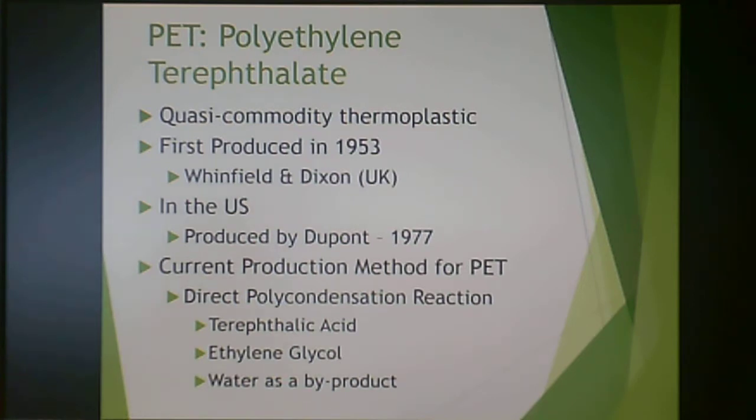Polyethylene terephthalate is a quasi-commodity thermoplastic. It was first produced in 1953 in the UK by Winfield and Dixon. In the US, it was first produced by DuPont in 1977. The current production method for PET is known as a direct polycondensation reaction between terephthalic acid and ethylene glycol, and produces water as a byproduct. This is probably the first of the condensation polymers that we're going to talk about, and so the polymerization process gets a little more complicated from this point forward.